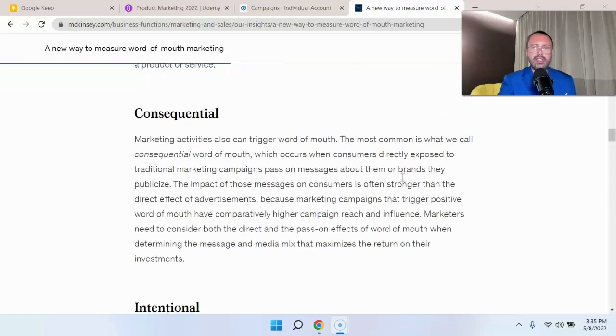Now, the second is consequential. This is basically when you do something like an advertising campaign, and you're paying to reach people. But then there's an element of that campaign that's designed to further reverberate through word of mouth. So there's some sort of pass-on amplification of it, using things like perhaps humor, or maybe there's some sort of utility in your ads that people would want to share with other people.